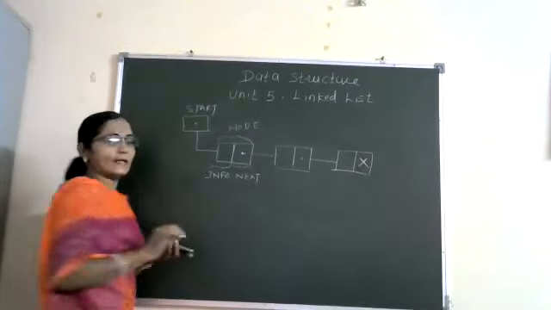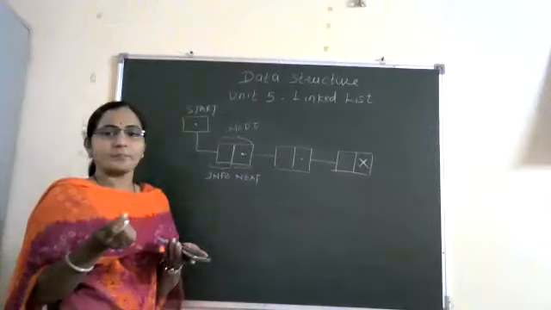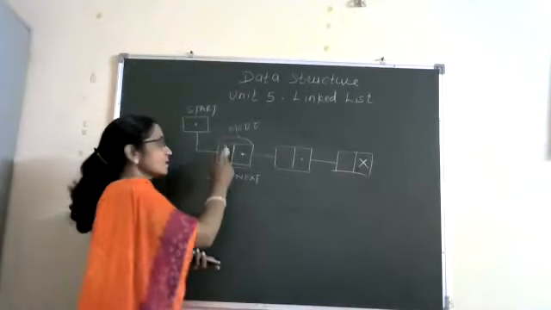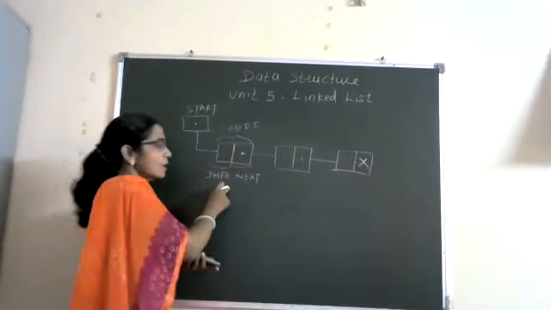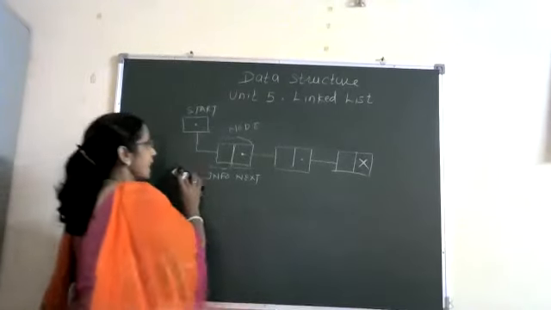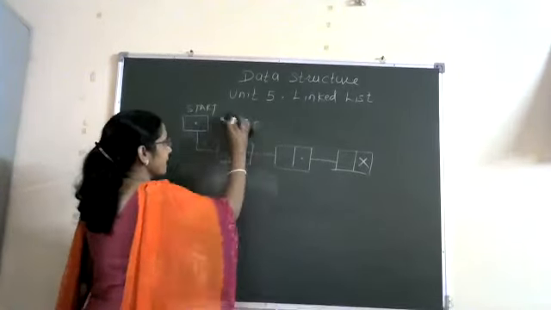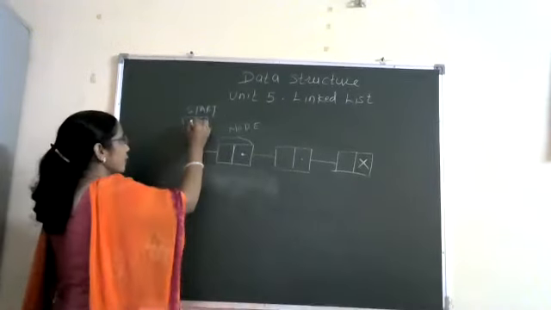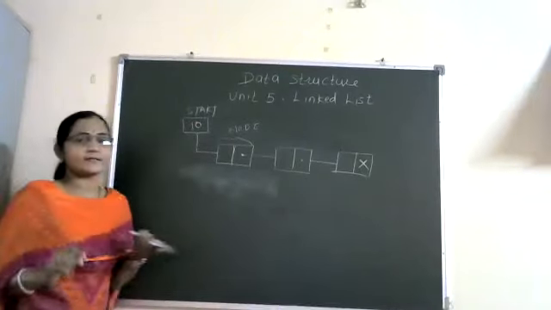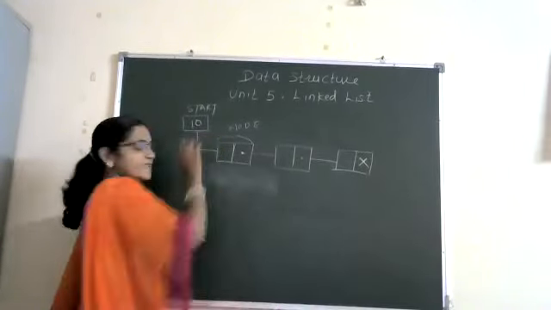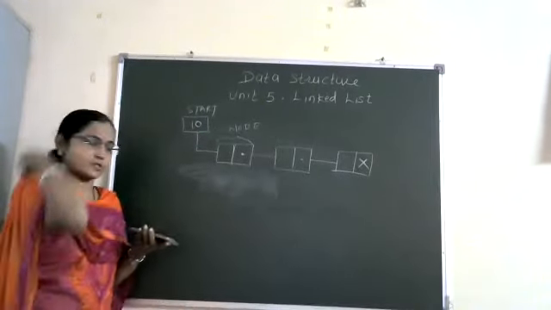And what about the start? The start is the pointer which consists of the address of the starting node, the address of the first node. Now, is it clear? Suppose instead of this, I use the actual values and addresses. Suppose the start pointer consists of the address 10. The start pointer always consists of the address of the first node.